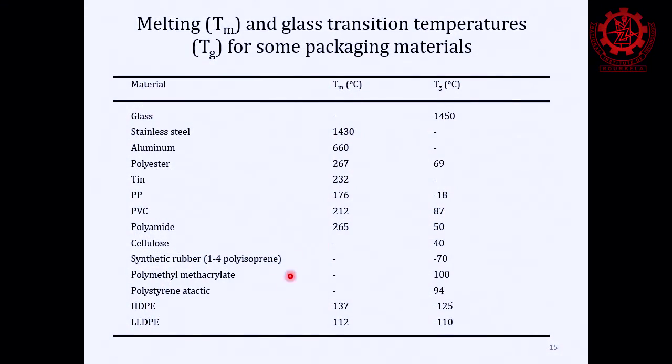The crystalline part would melt and the amorphous part will go through the glass transition. So you can see this range for different materials in terms of the melting point and glass transition temperature. So based on this information, it can help you decide whether you want to use this polymer for freezing application, or refrigeration application, or pasteurization application, or thermal processing application, which is like sterilization application.